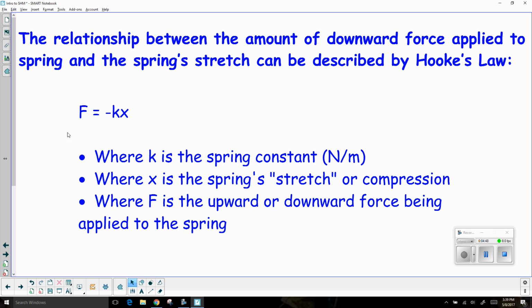where F is going to be the up or downward force being applied to the spring. One is in the positive direction, one is in the negative direction, is equal to the spring constant, which you have learned about when we were doing the energy unit a couple of months ago. And X is going to be the spring's stretch or the spring's compression. So after you have unpaused the video and copied down this formula, I'm going to again show you this mass spring system and how this applies to Hooke's law.